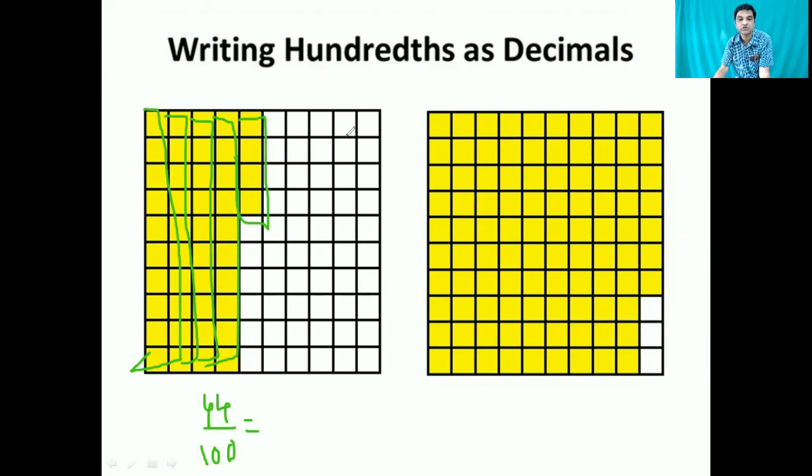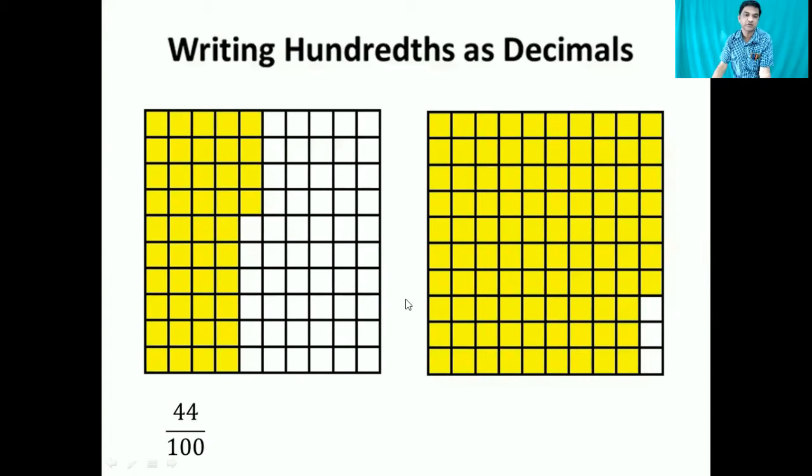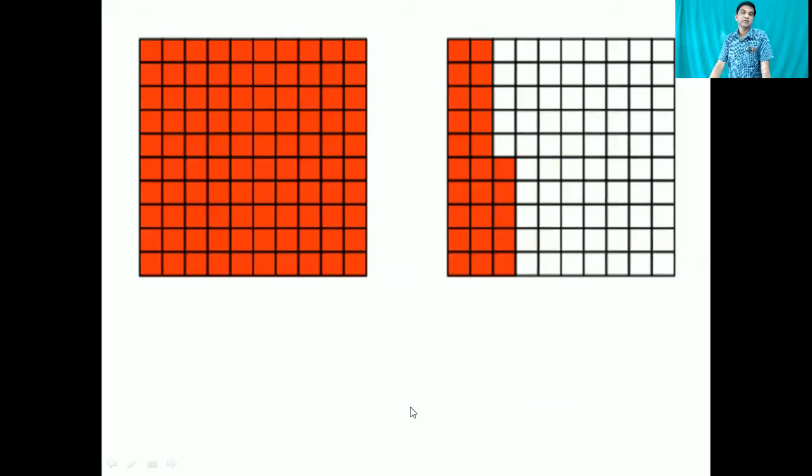So how are we going to represent 44 out of 100? We represent 44 out of 100 as 0.44. In the second, totally 97 parts out of 100 parts are shaded, and we are going to represent this as 0.97 because 9 entire columns and 7 small boxes are shaded. So 9 comes at the tenth place and 7 comes at the hundredth place. This is known as 97 hundredths.